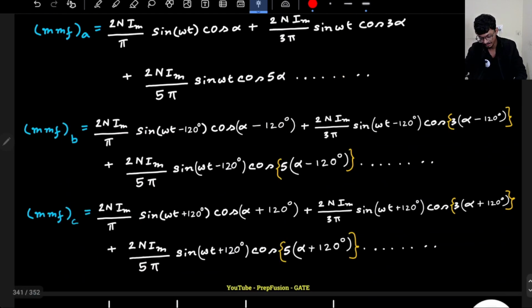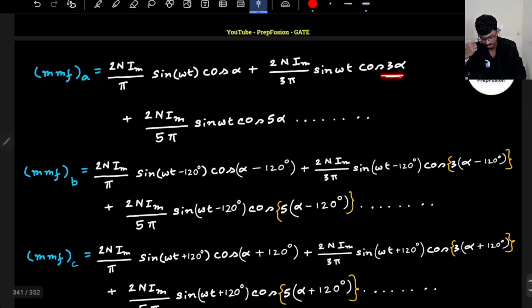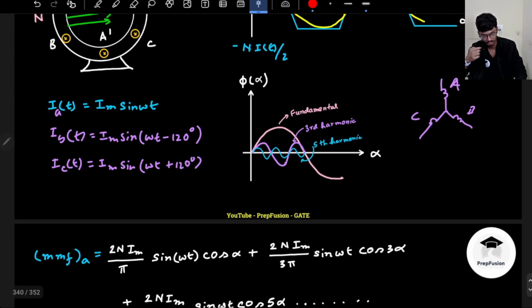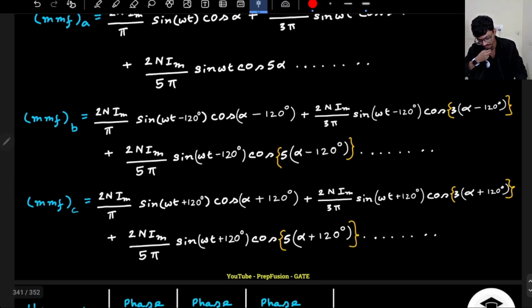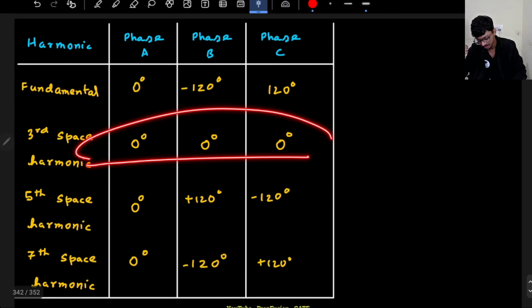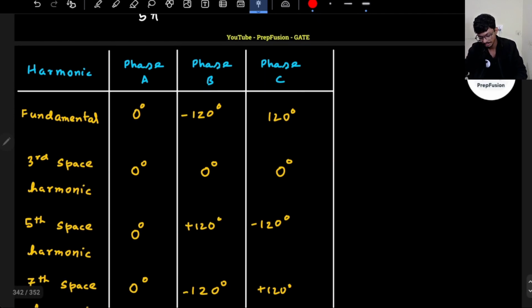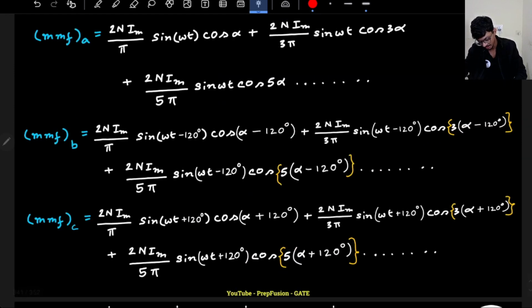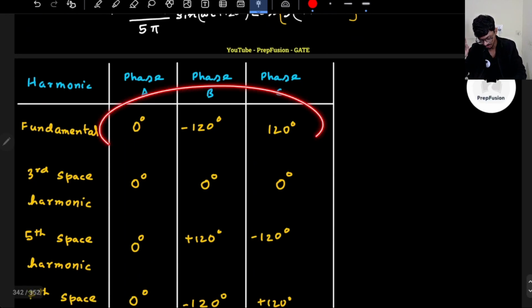But now what is happening, due to the harmonics, a 3 alpha component is coming, a 5 alpha component is coming. Here it is 3 times alpha minus 120, because it is space displaced by minus 120. So this will be minus 360, this will be plus 360. Hence for the third harmonic there is no phase displacement. For the fundamental, it is 0, minus 120 here and plus 120 here. So that is what is written over here.